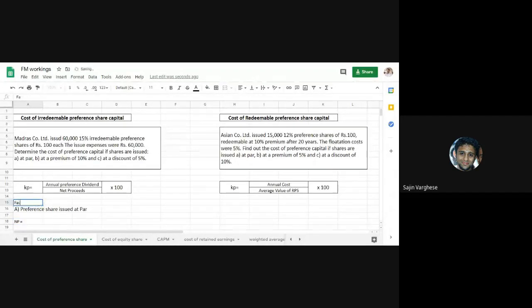So issued at par, what does it mean, sir? At par, for every 100 rupee preference share, they will issue for 100 rupees, the same cost. At 100 rupees mentioned in the problem, that is the face value, par. So they will issue for face value, it is called par. So Kp, cost of irredeemable preference share capital, is annual preference dividend by net proceeds into 100.